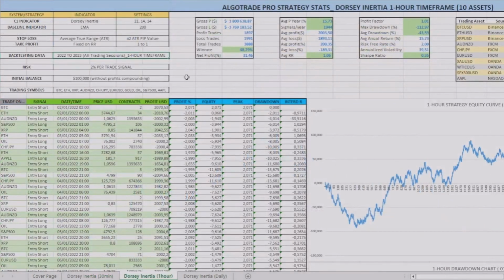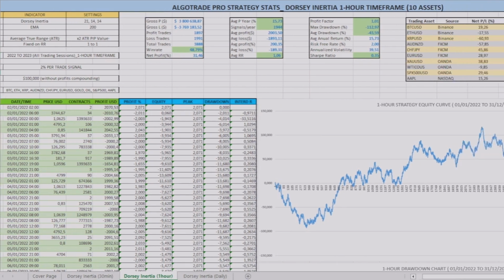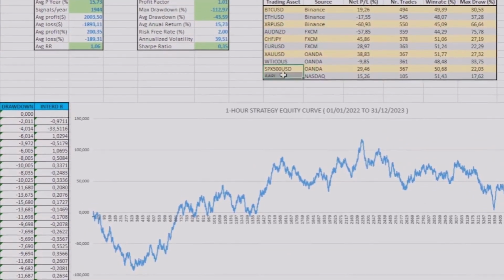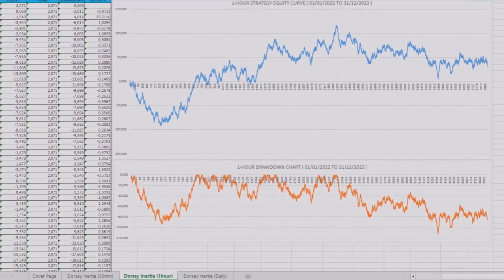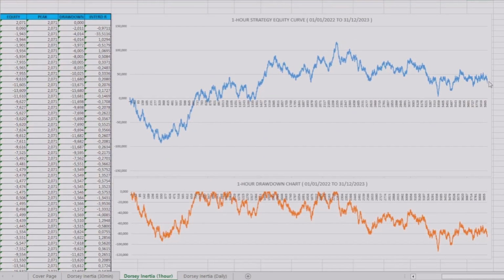Then in the 1-hour time frame, after almost 4,000 trades, this indicator achieved a win rate of about 48.78% and a net profit of 31%. Again, we can notice that the stock market assets were the ones that performed better, which is a sign that this indicator is a good option for a stock trader. By looking at the equity curve, despite the small profit, it looks flat.